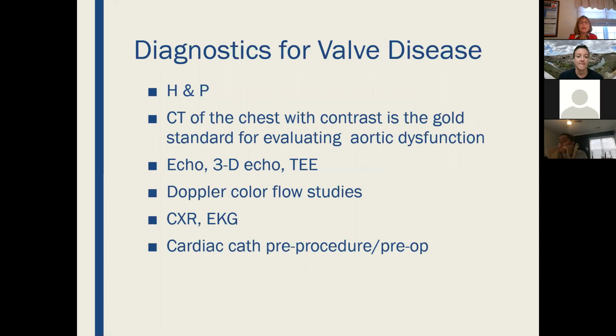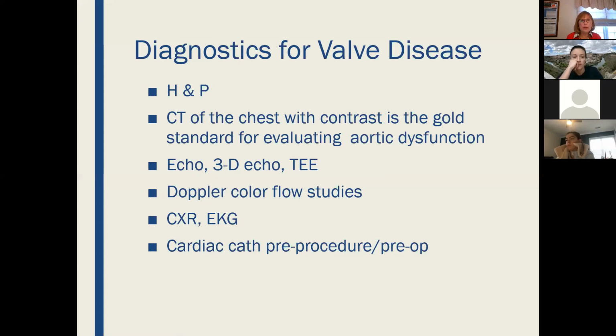Okay, so what do we do for diagnostics? How do we know you have this valvular disease? I'll do this page and I'll let you break. So H&P, a CT of the chest is the gold standard for aortic dysfunction. They need to see right away. They need the nitty gritty. They're going to send you for a CT of the chest and see what's there and then do something about it. You know, they can do echoes.